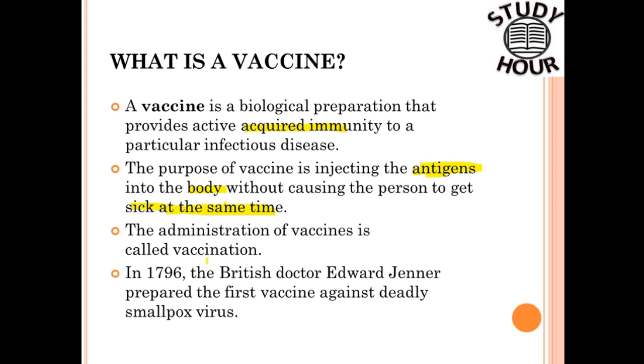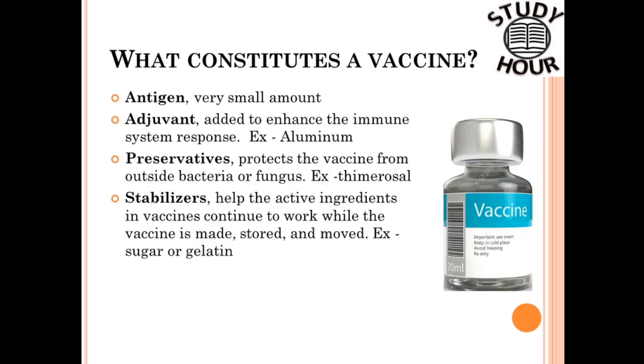So the process of administration of vaccine is called vaccination, and the first vaccine was developed by a British doctor, Edward Jenner, in 1796 against smallpox virus. Okay, so now what constitutes a vaccine? What all ingredients are present in the vaccine?